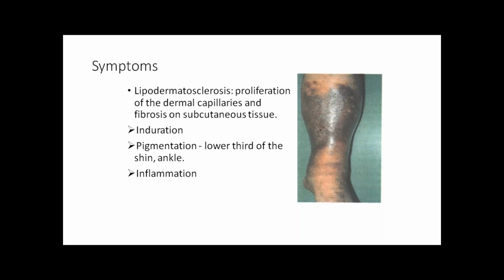In lipodermatosclerosis, there will be proliferation of the dermal capillaries and fibrosis of the subcutaneous tissue. There may be induration and pigmentation, especially in the lower third of the leg, that is, the shin or the ankle, with associated inflammation. Lipodermatosclerosis is a complication of varicose veins. So with the word lipodermatosclerosis, all these features will be seen: fibrosis, induration, pigmentation, and inflammation.